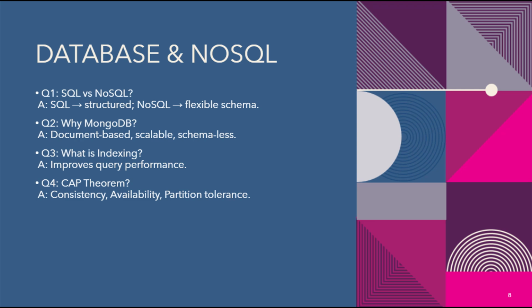CAP theorem is also often asked. It states that in a distributed system, you can only fully guarantee two out of three properties: consistency, availability, and partition tolerance. In practice, distributed databases make trade-offs depending on system requirements.